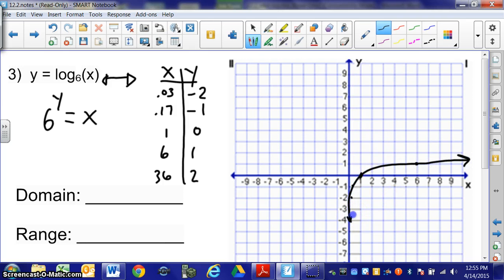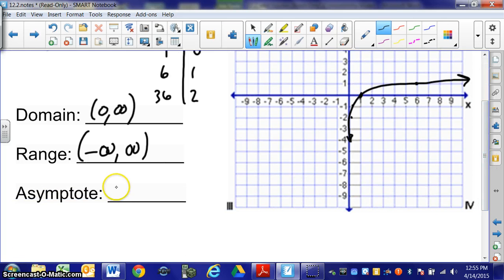And again, I'm never going to get to the y-axis. I'll never put in a value that gives me 0 for x. So therefore my domain is 0 to infinity, but my range is all real numbers. And yes, we have an asymptote, it's the y-axis, and the equation of the y-axis is x equals 0.